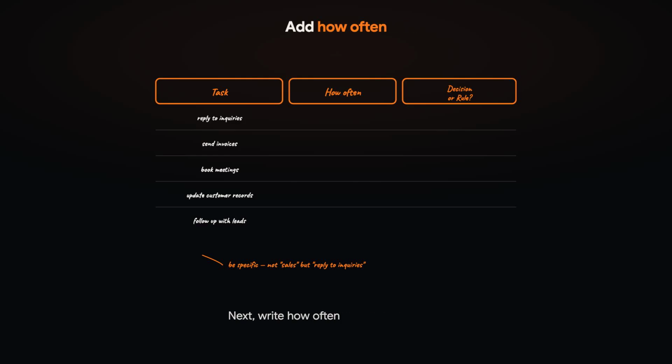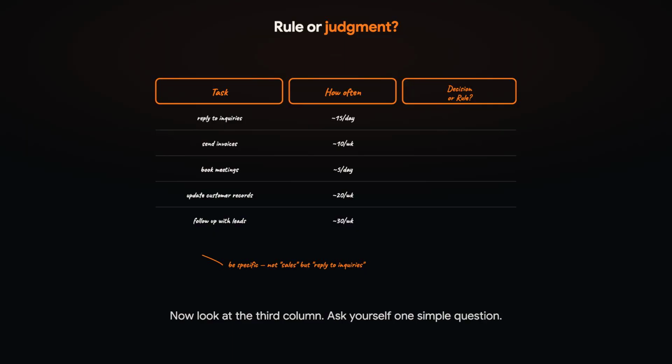Next, write how often each task happens. A task that only takes 5 minutes may not seem important, but if it happens 30 times every week, that's several hours of repeated work. Now look at the third column. Ask yourself one simple question. Does this task always follow the same rule, or does someone have to make a decision?